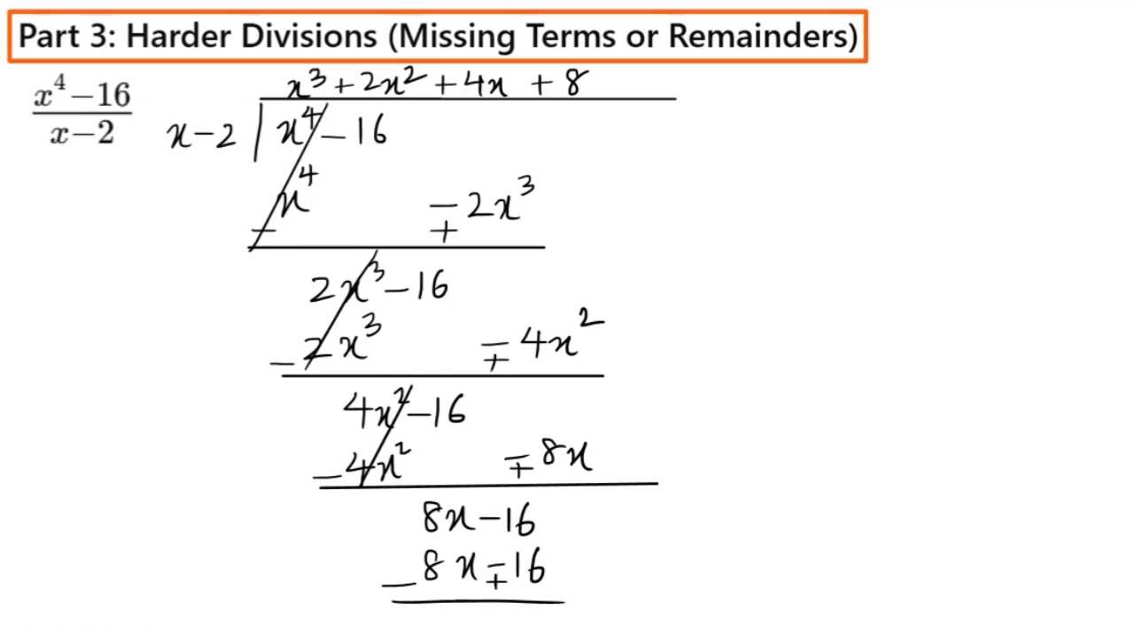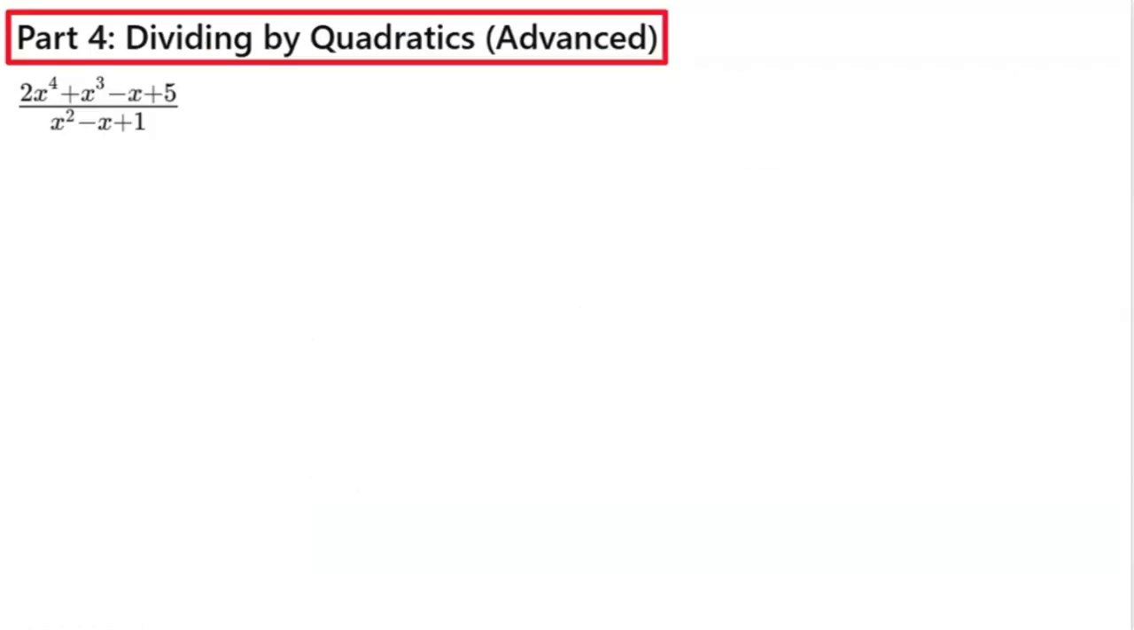And again, I'm getting a zero remainder, which obviously makes sense since the quotient is a factor, a cubic factor, and the divisor is a linear factor. But this is how you do long division when there are missing terms. Part 4, dividing by quadratics.